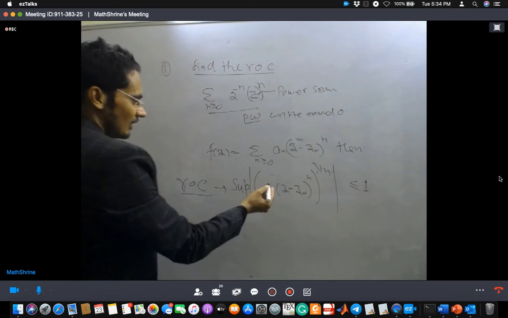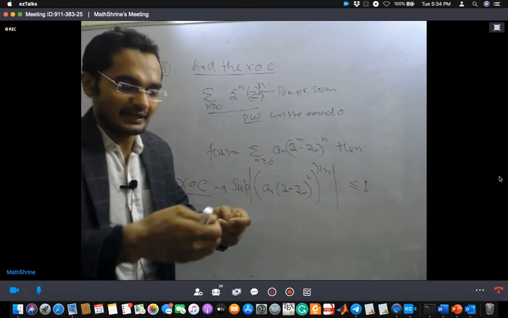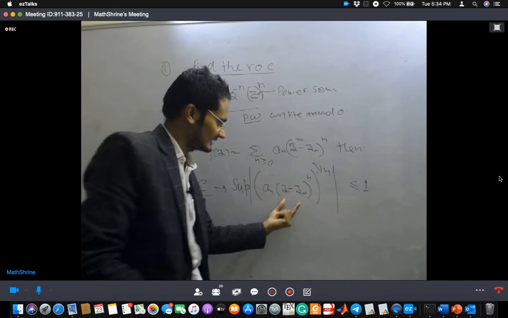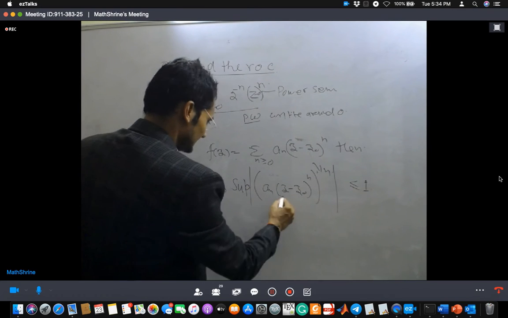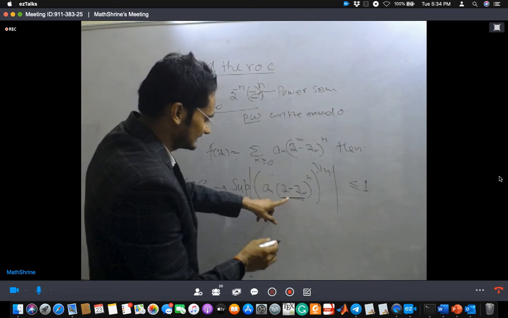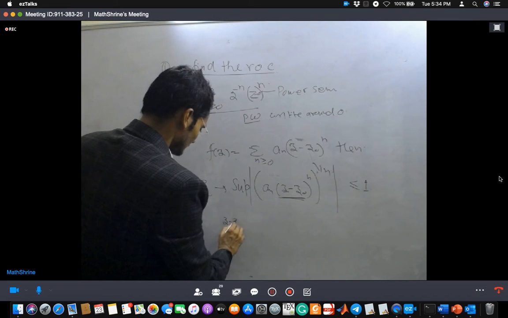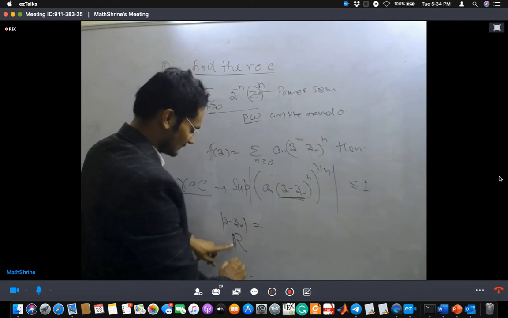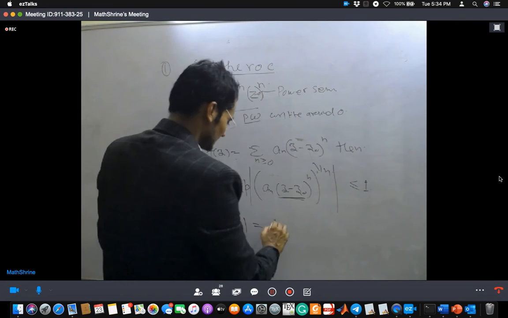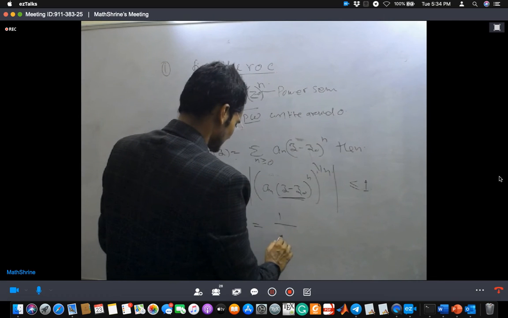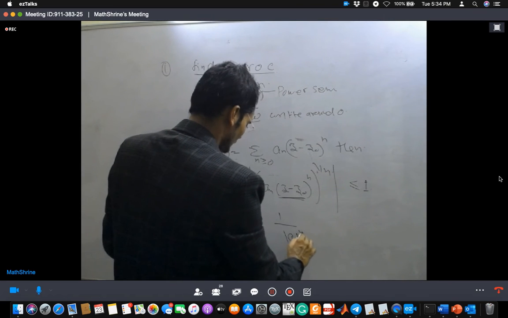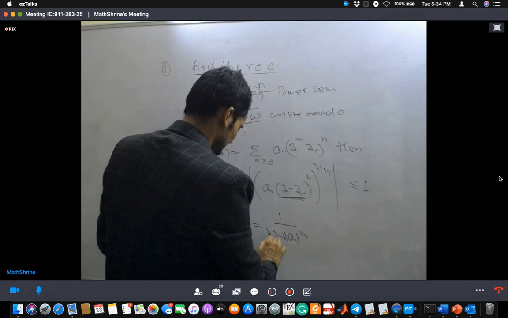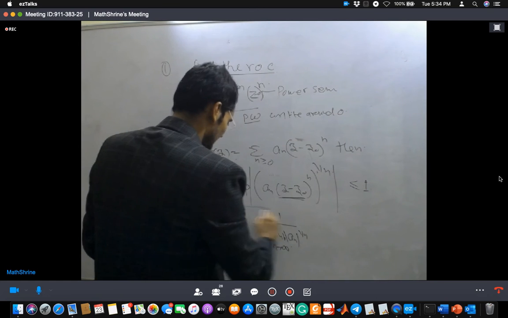Or simply, what we are basically doing is stretching out our disk from the point z naught. So simply, what is this? This is the distance from point z naught. So |z minus z naught| is equal to, we are telling this is the radius of convergence r. This will come out as 1 upon the supremum of |a_n| to the power 1 by n, the limit, right? This will be our radius of convergence.